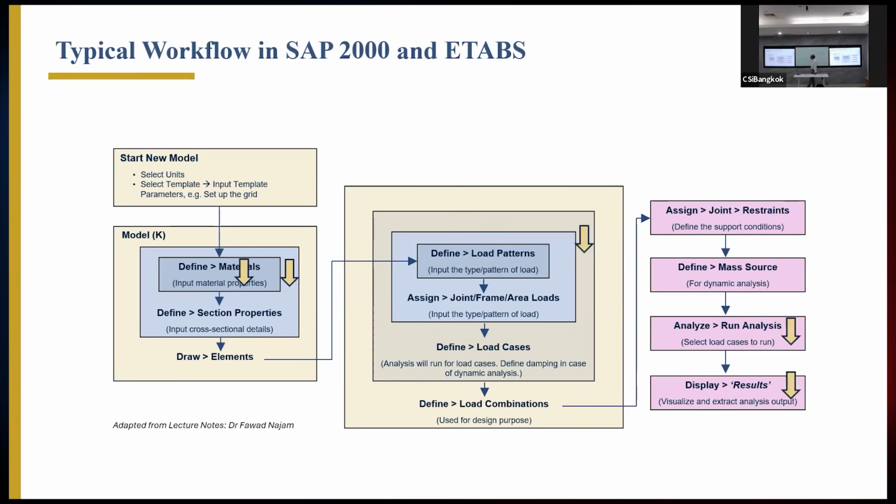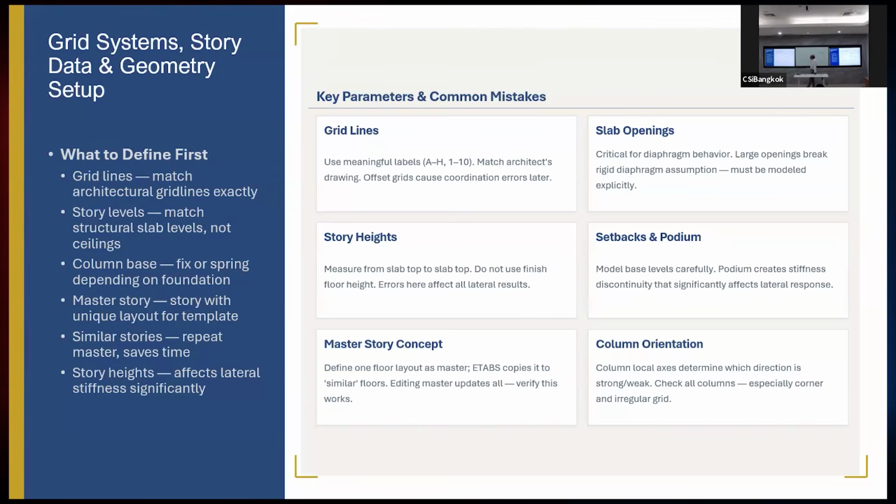You already know that. And this is where the nonlinearity can also come in. So grid system, story data and geometry, mostly you already know these things from previous ETABS runs, but I just want to summarize the key parameters where common mistakes can happen: grid lines, story heights, master story concept, slab openings, setbacks and podiums, column orientation. You have to be careful if your building has these things, and model them carefully.